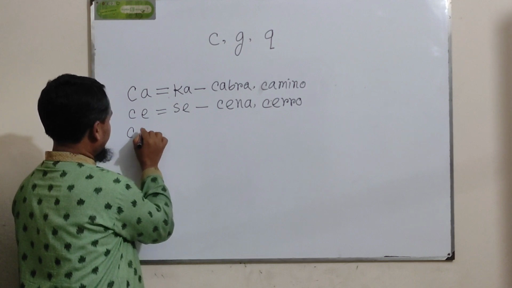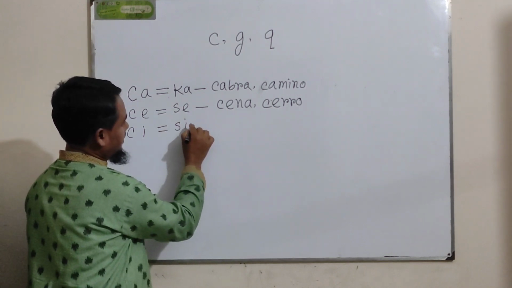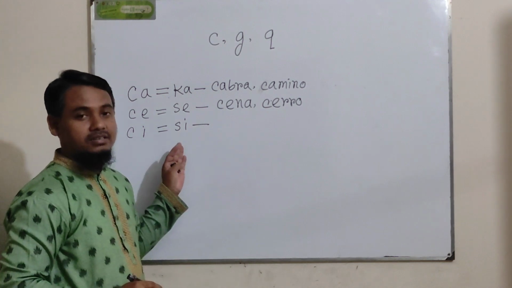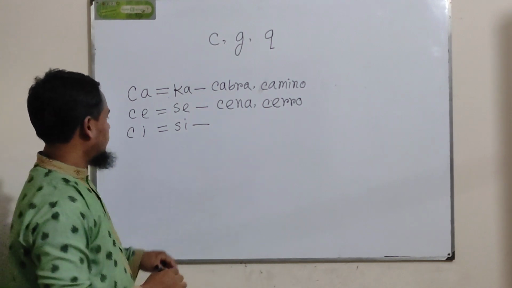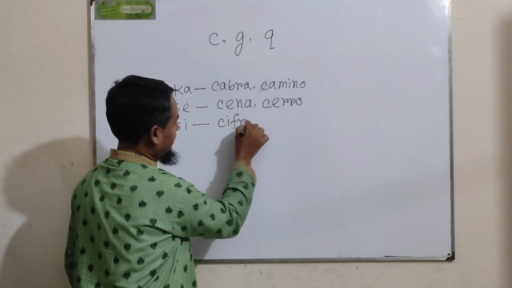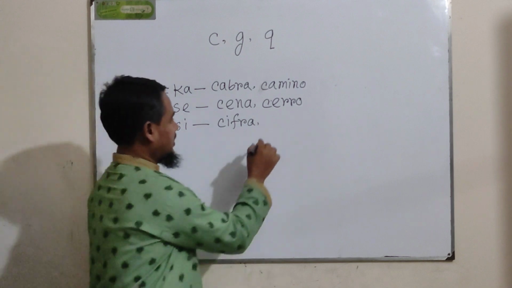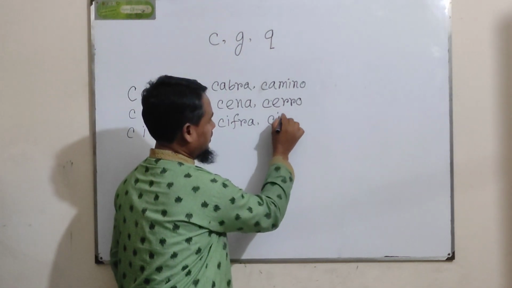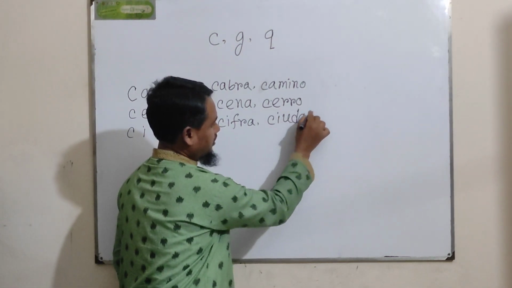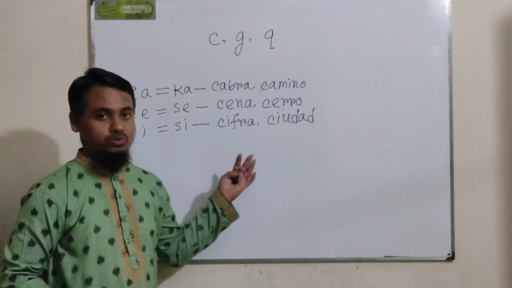C after I is si. For example, cifra. Ciudad. Ciudad means city.